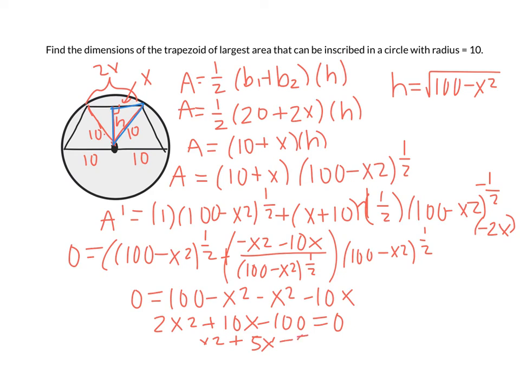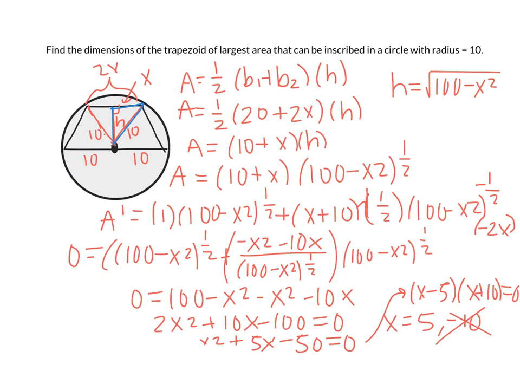I'm going to move up here. It factors to (x minus 5)(x plus 10). I'm doing this on the fly, so if this is wrong, I'm sorry, but I'm pretty sure it's right. So then you would get x is equal to 5 and negative 10, and since it's a physical dimension, you know that it can't be negative, so you can rule out the negative 10.